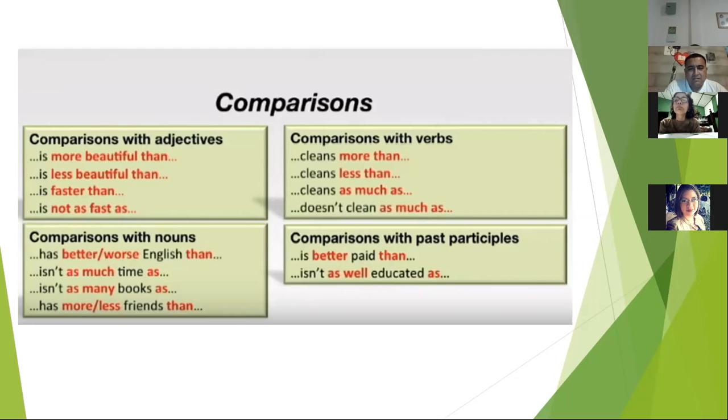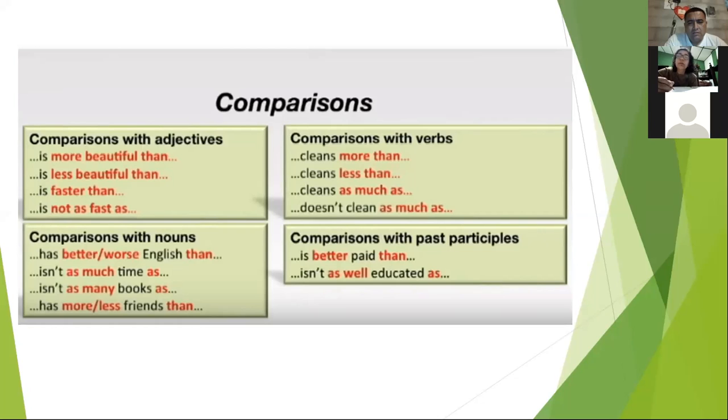Comparison with verbs. Clean, more than. Clean, less than. Clean, as much as. Doesn't clean as much as, all right?